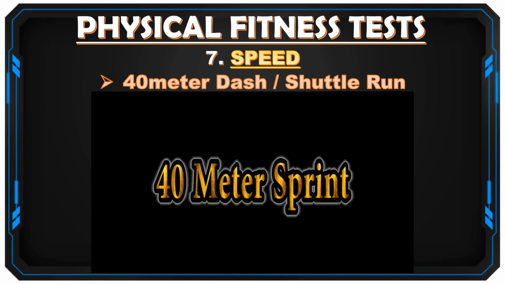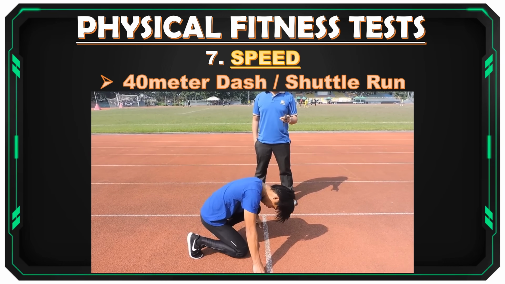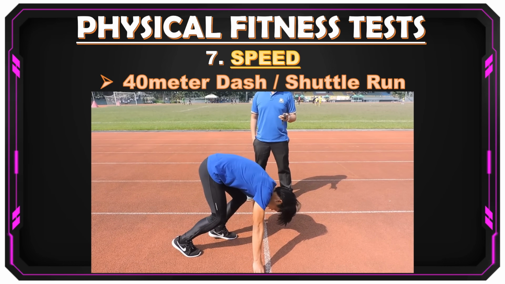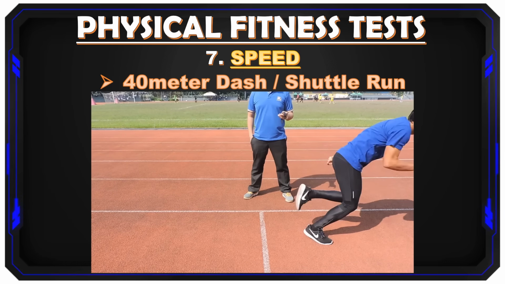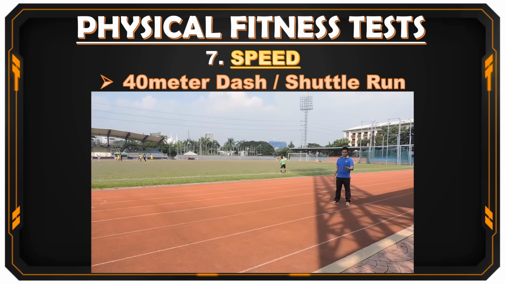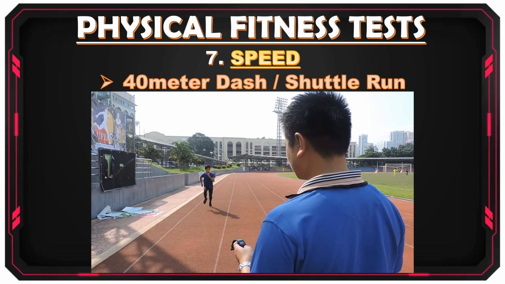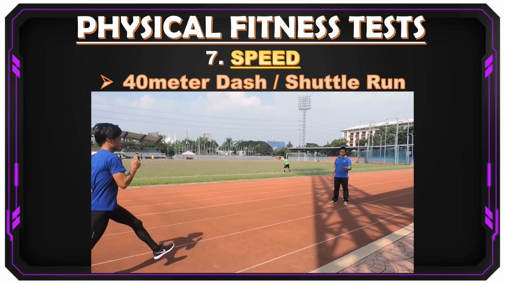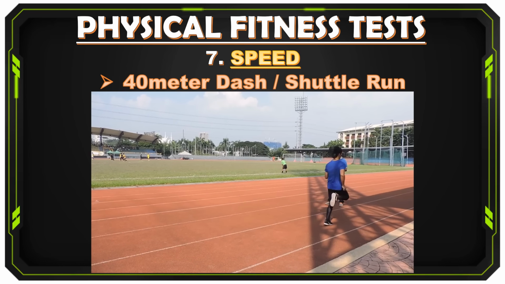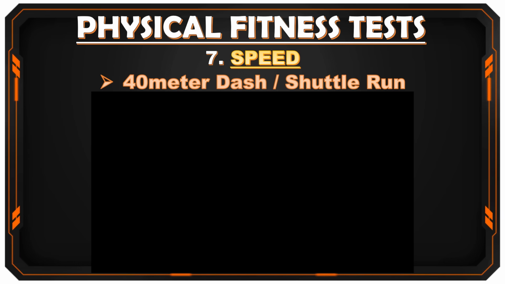40-meter sprint. For the performer, at the signal ready, stand behind the takeoff line. The tips of the shoes should not go beyond the line, and assume a crouch position. At the signal get set, assume an uncrouched position, buttocks up, with both hands on the starting line. At the signal go, run to the finish line as fast as you can.